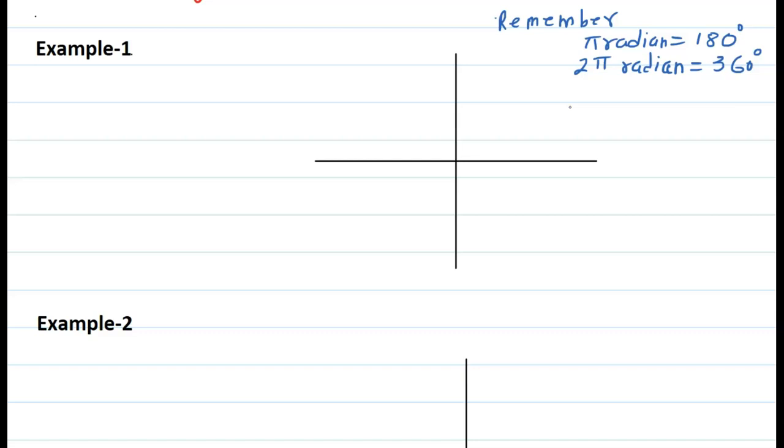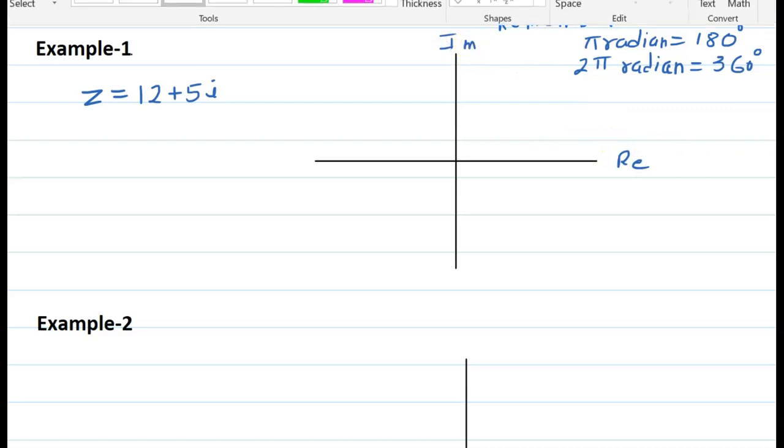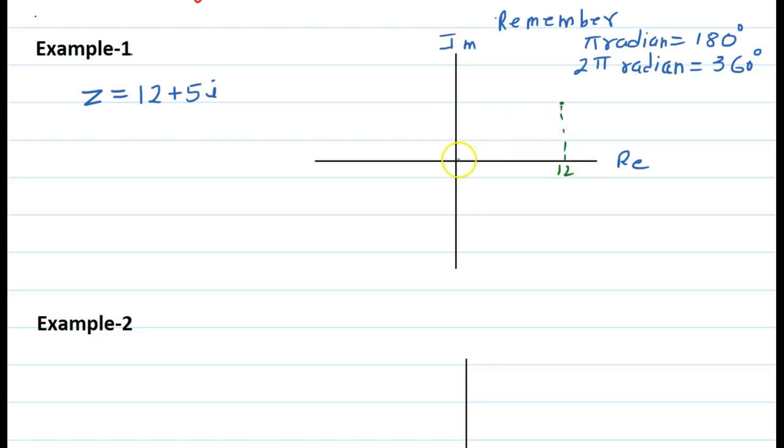If we see an example, z equal to 12 plus 5i, this is our real part and this is our imaginary part, and we can draw it. 12 will be here and 5 will be here. This is our 12 part and this is our 5 part, right? And this is angle theta or alpha, whatever you want to take.